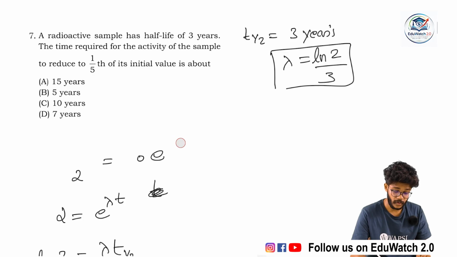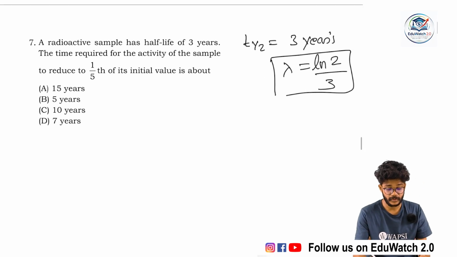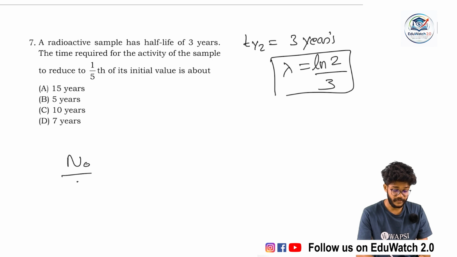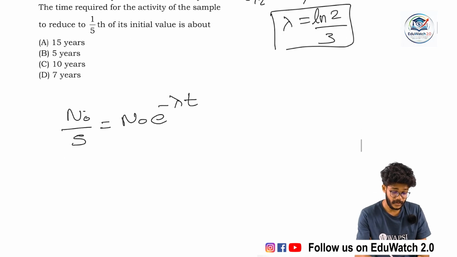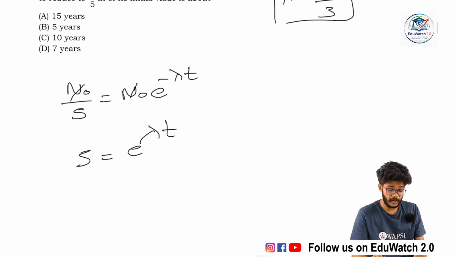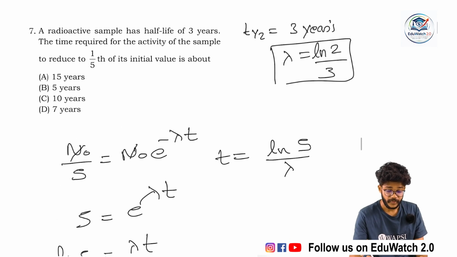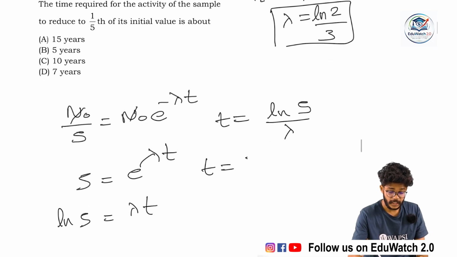We can delete all the first calculations and start a new calculation for 1/5. That means N is N0 by 5. N0 by 5 is equal to N0 e raised to minus lambda t. We need to find t. N0 is cancelled, and 5 is equal to e raised to lambda t, just lambda t, there is no minus. By taking the logarithm on both sides, ln5 is equal to lambda t, and t is equal to ln5 divided by lambda, and lambda is ln2 by 3. So t is equal to 3 into ln5 by ln2.